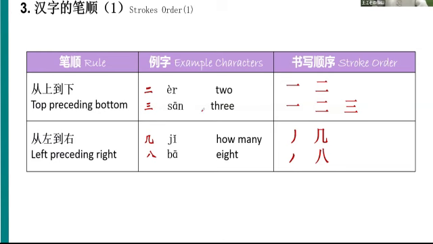For example, when we write ER, we should write it from the top side, and then the bottom. Top side to the bottom, right?